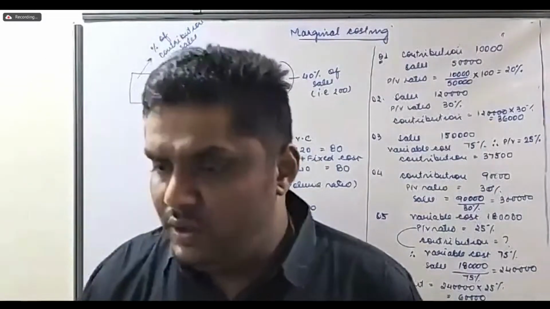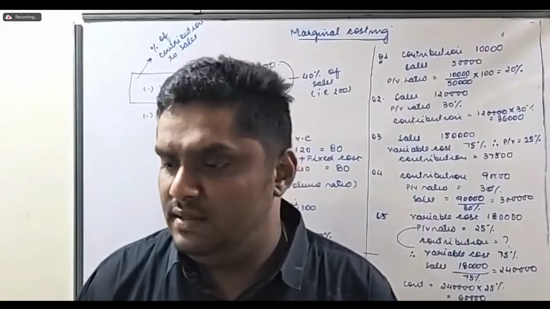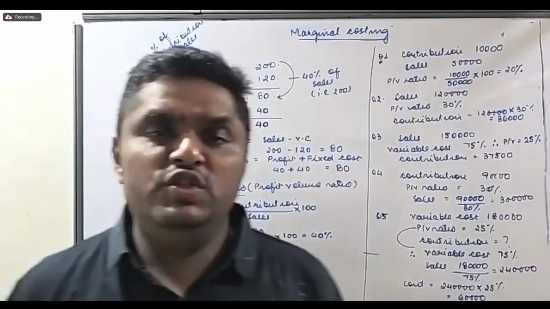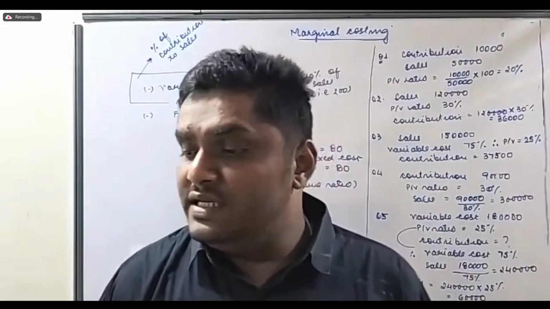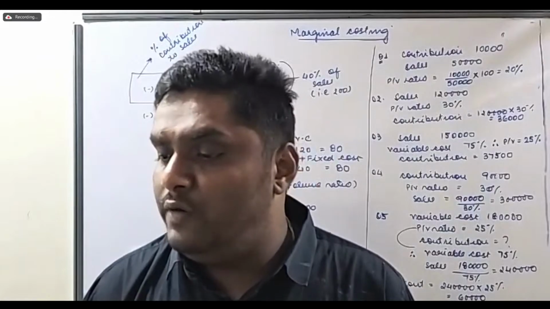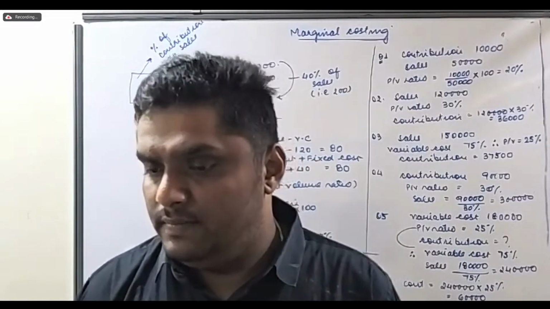Okay, so I request you guys to please copy this explanation and these questions for practice. Giving you 5 minutes time to copy this explanation. So in short, what is PV ratio? The percentage of contribution to sales. That is, how much percent our contribution is of our sales, that is all what we call PV ratio. Very good, Kiran. Now it is correct.